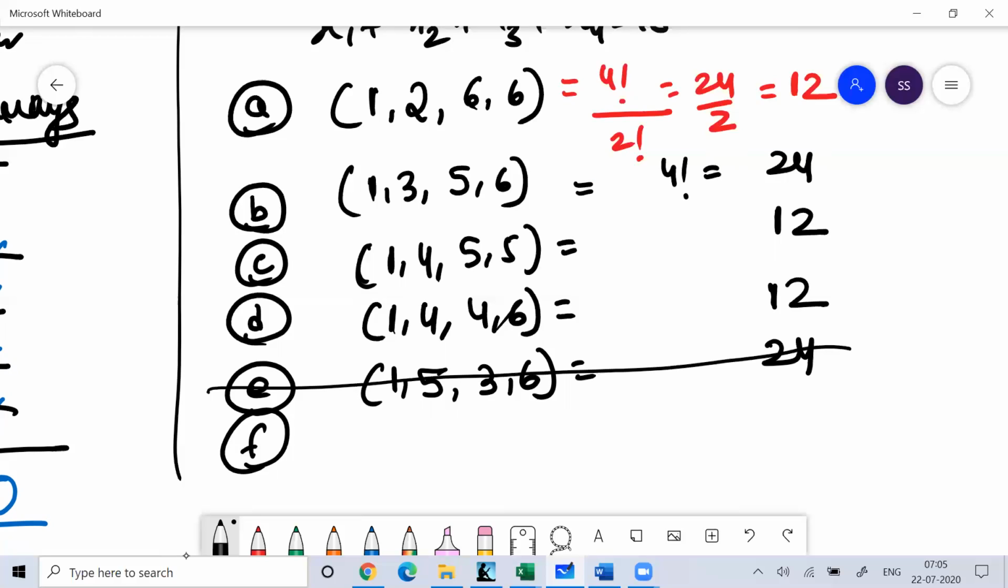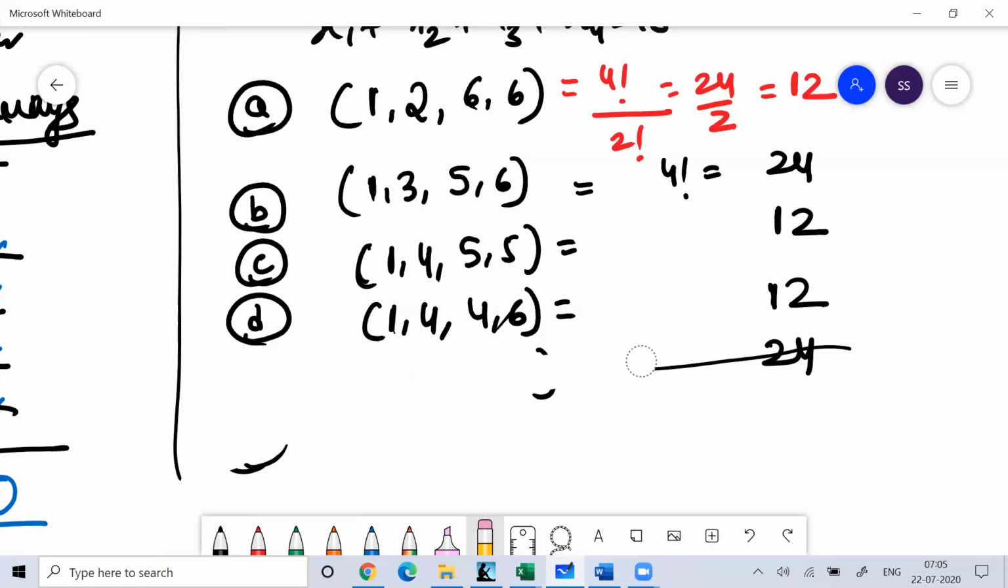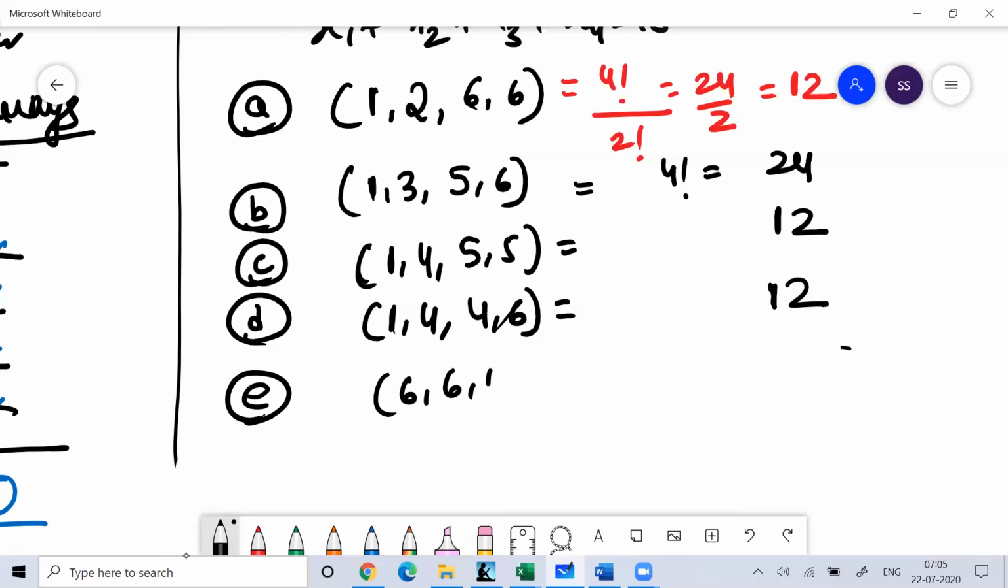So now I can think about 2. So with 2, what can I think about? So imagine randomly, this will be the easy way. So 6, 6, 6, 3. So this is how many ways? 4 factorial by 3 factorial means 4 ways.